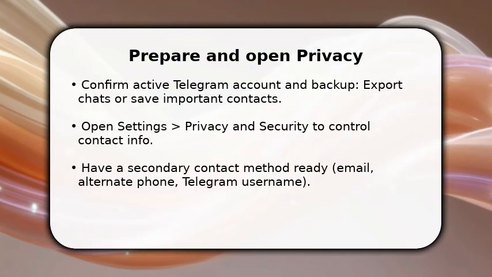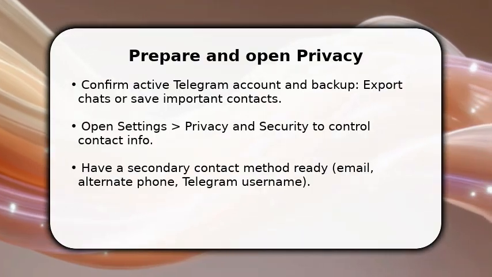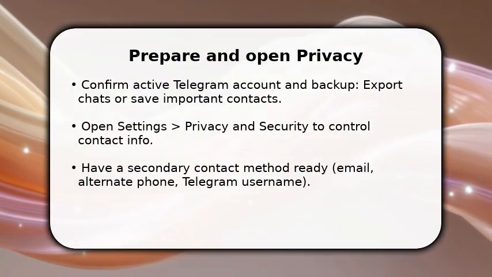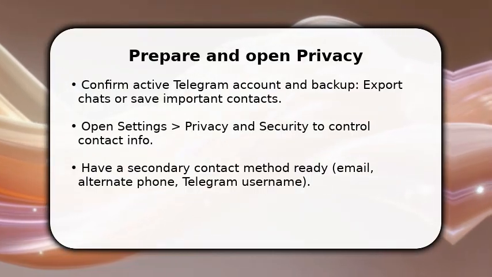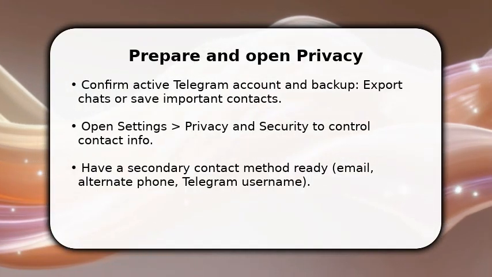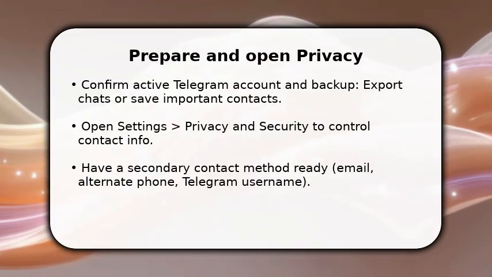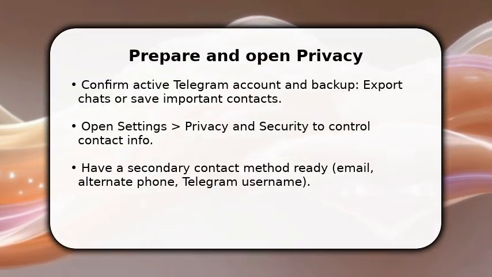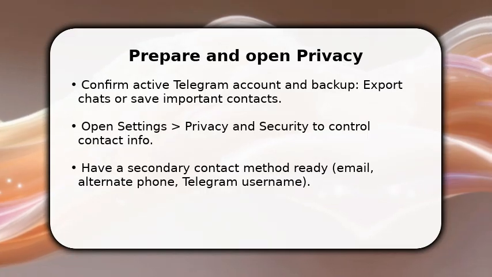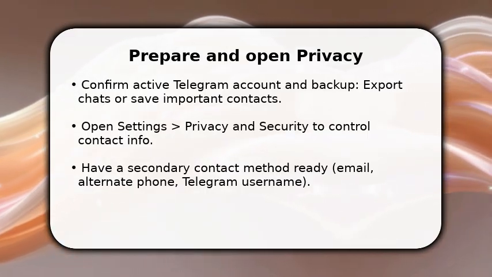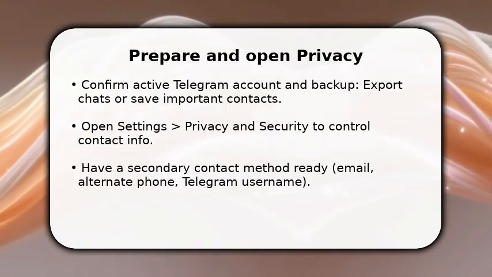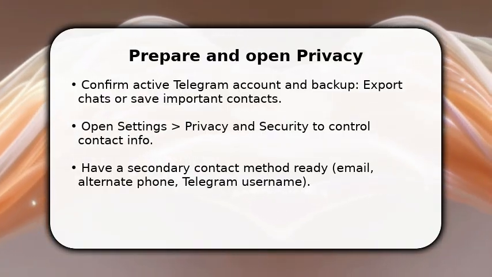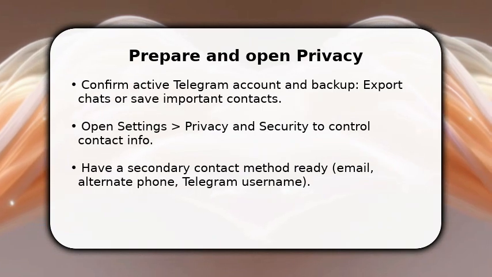You start by ensuring you can recover access without your phone number, export chats, or note important contacts now. Open Telegram, go to Settings, then Privacy and Security. This is where phone visibility and recovery options live. Once done, make sure you've set a username and linked an email if available, because removing a number can affect two-step recovery. These first actions prevent lockout and let you proceed safely to hide or remove your phone number.